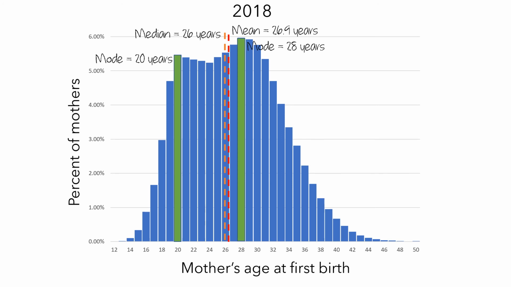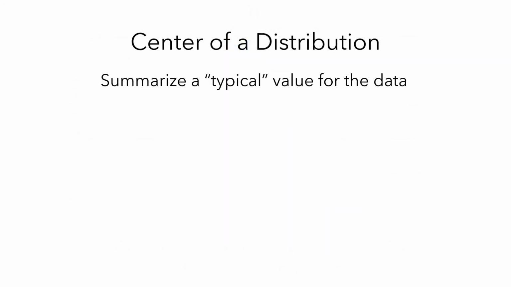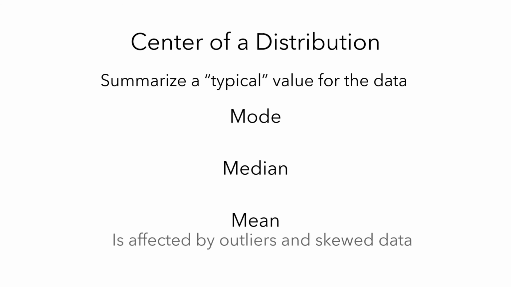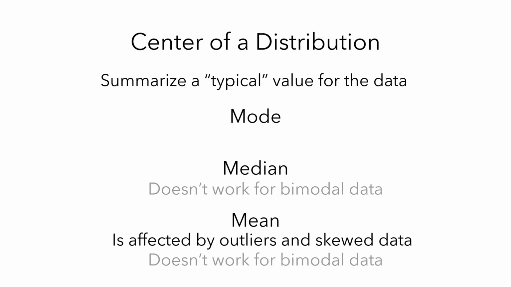Now, to summarize what we've seen, the center of a distribution summarizes a typical value for the data. We looked at three measures of center: the mode, the median, and the mean. Although the mean is commonly used, it is affected by outliers and skewed data, so it is often not a good way to describe the typical value for the data. And neither the mean nor the median worked well for bimodal data. Each of these measures of center have their own use, and it's important to think about the shape of the distribution when choosing which ones to use.